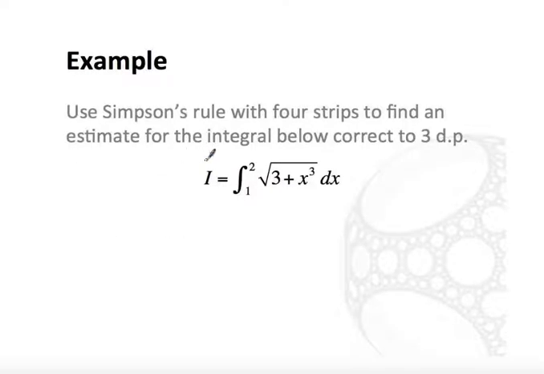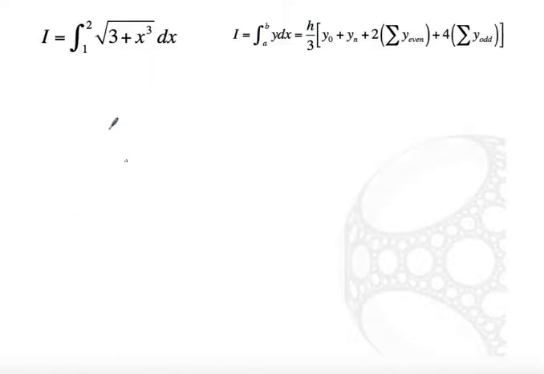So let's have a look at an example. It says, use Simpson's rule with 4 strips to find an estimate for the integral below, correct to 3 decimal places. So we have the integral between 1 and 2 of the square root of 3 plus x cubed. Okay, so in this question we have the integral, we have Simpson's rule. We are told that the number of strips we require is 4, so n equals 4.